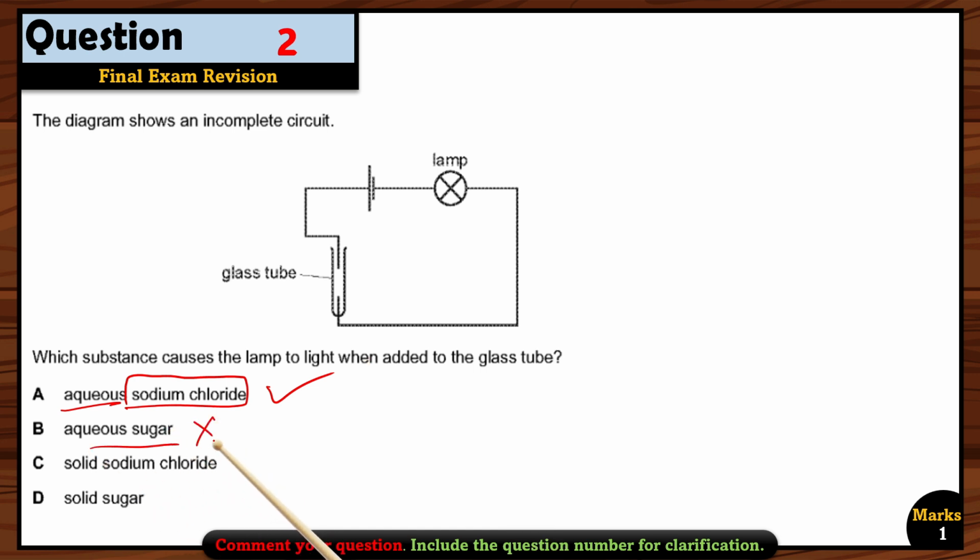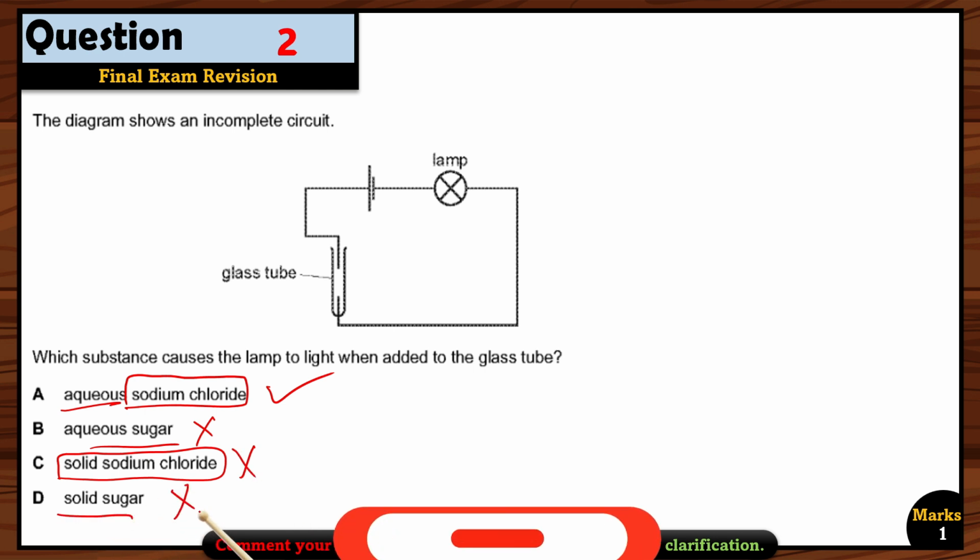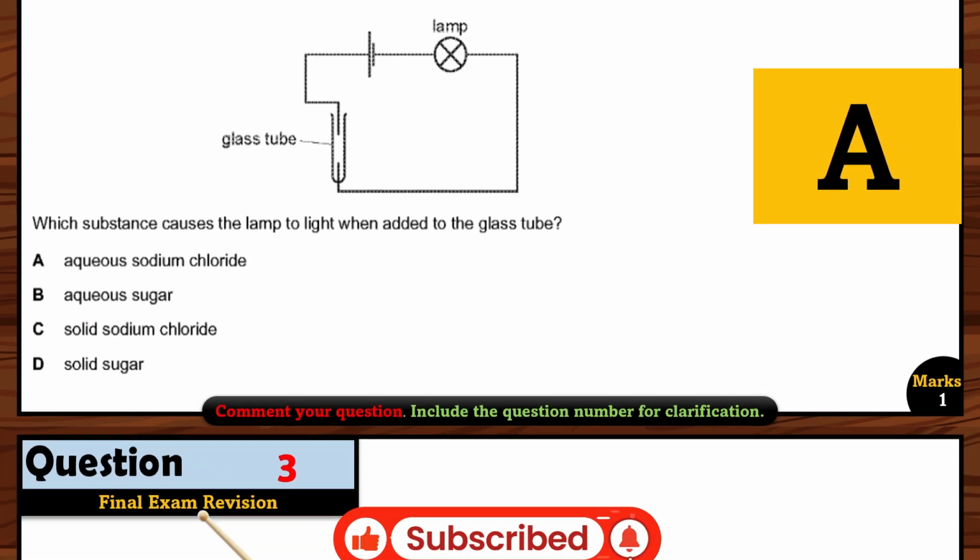Aqueous sugar? No, because sugar is not an ionic compound, it's covalent. Solid sodium chloride, of course, is not an option. Ionic compounds, when in solid form, cannot conduct electricity. Solid sugar, of course not. So option A is the right option.